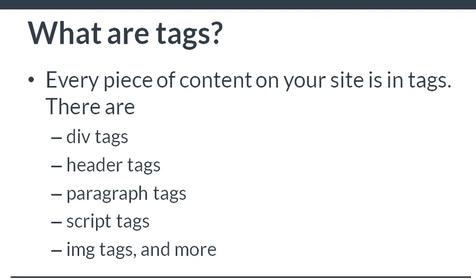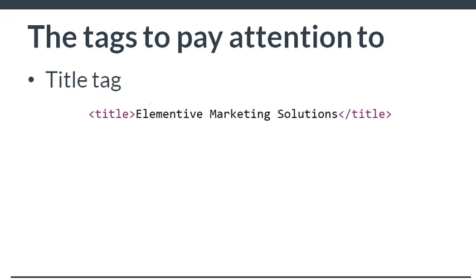Every piece of content on your site is contained in some kind of HTML tag. There are div tags, header tags, paragraph tags, script tags, image tags, and more. We're not going to talk about all of those today, even though all of them are somewhat important for your SEO efforts. What we are going to talk about today are two tags in particular that you want to pay attention to when it comes to tech SEO, starting with the title tag.